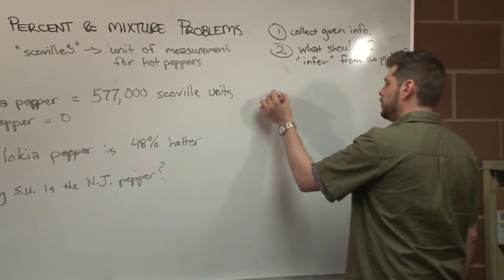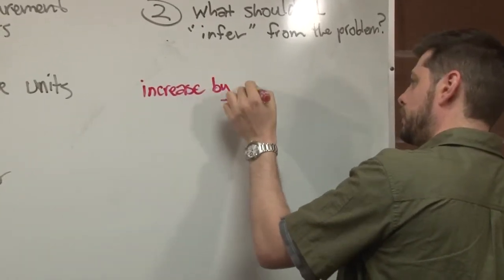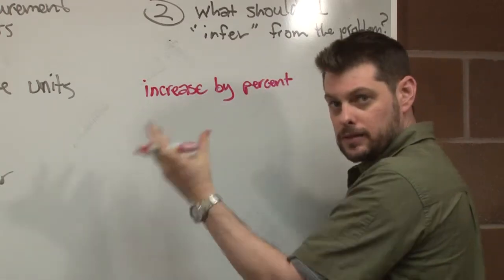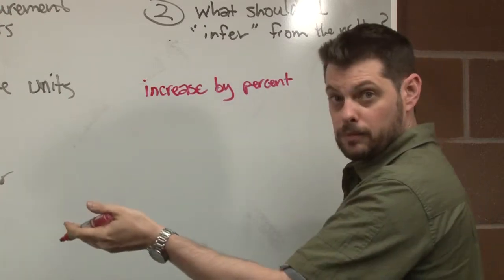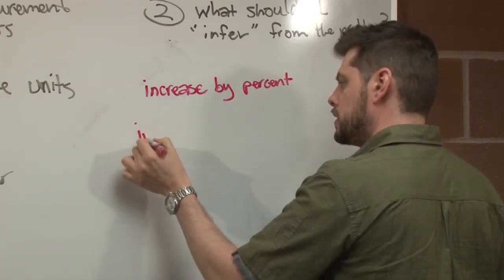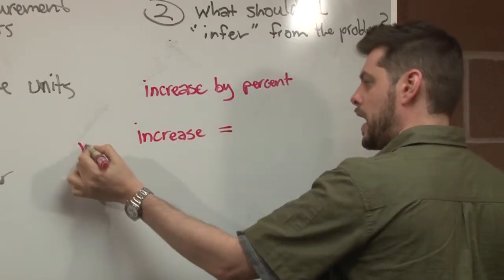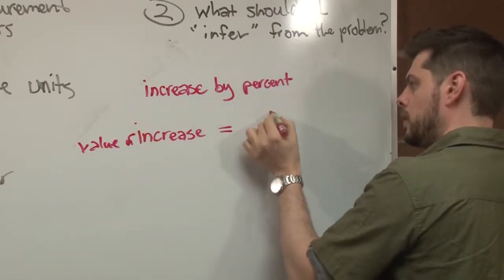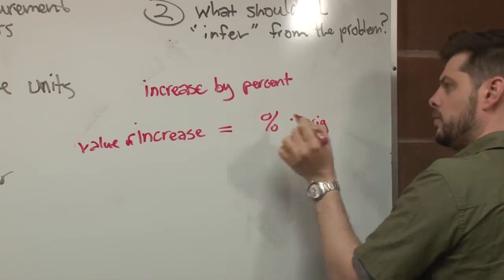When you have an increase by percent, what you want to do is calculate what that increase is, like the raw value of what that increase is. So similar to our markup, since we're dealing with increase, let's use the markup relationship. So we'll say the value of the increase is equal to the percentage times the original. Okay, the original value.